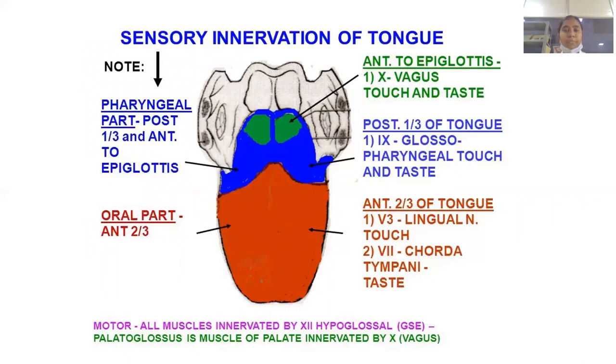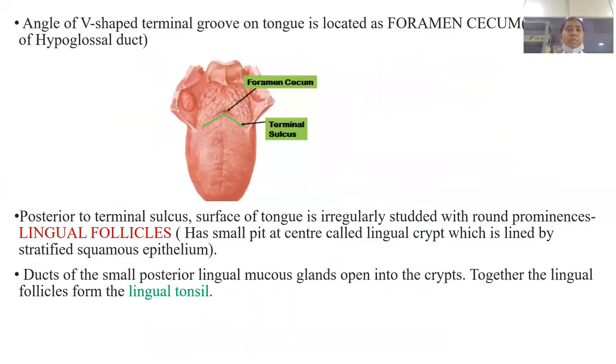Sensory innervation of the tongue: we read it before itself. This is the diagrammatic part of it. The angle of the V-shaped terminal groove on the tongue is located at the foramen cecum, the remnant of the thyroglossal duct. Posterior to the terminal sulcus, the surface of the tongue is irregularly studded with round prominences, the lingual follicles, which have a small pit at the center called the lingual crypt, lined by stratified squamous epithelium. Ducts of small posterior lingual mucous glands open into the crypts. Together, the lingual follicles form the lingual tonsil.